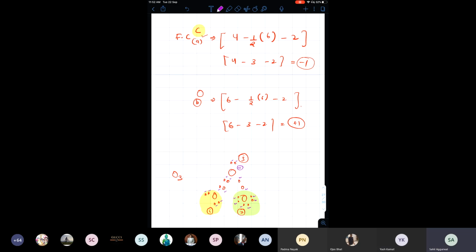Whatever Lewis dot structures we have made, try to find out the formal charge on each and every element of all molecules. That will give you practice. I want you to find out the formal charge on each and every element of all molecules for practice purposes. And tomorrow I'll tell you the trick also. Understood?